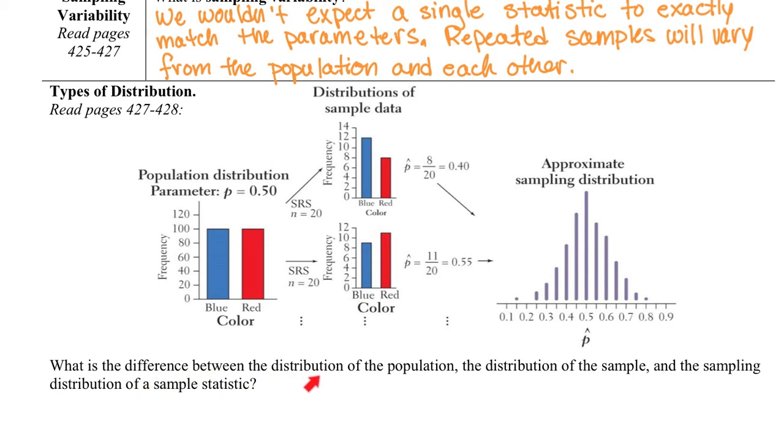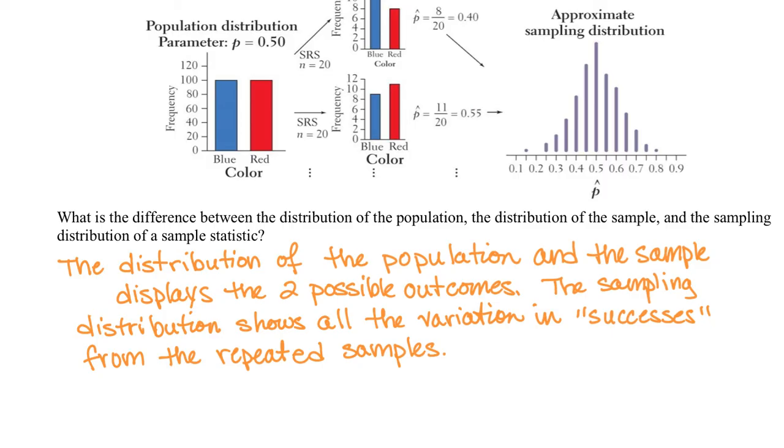So what's the difference between the distribution of the population and the distribution of the sample and the sampling distribution of a sample statistic? That's a mouthful. I think this answer will clear up what they're asking. The distribution of the population and the sample displays the two possible outcomes. So this is the population here. We can just see the two possible outcomes. So this is the true parameter, the true data. But then our sample shows slightly different data, but it still shows the two possible outcomes.